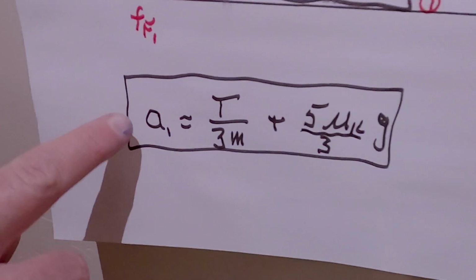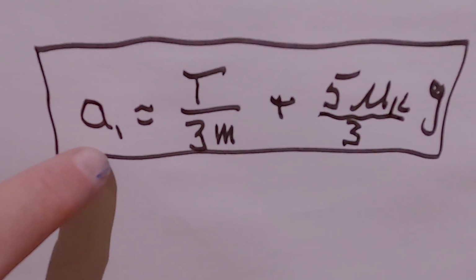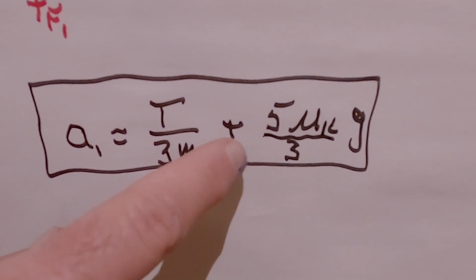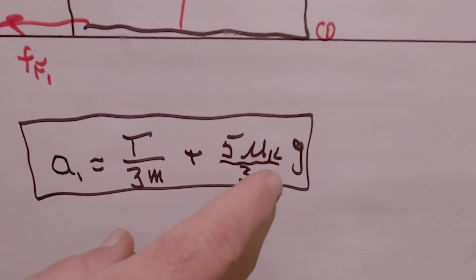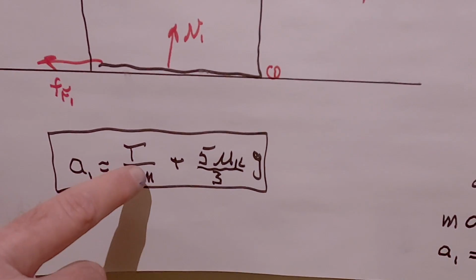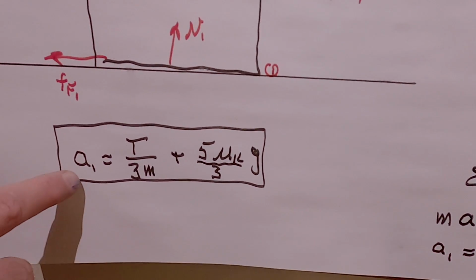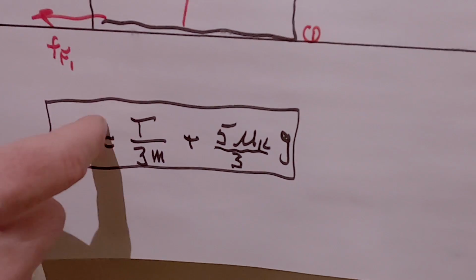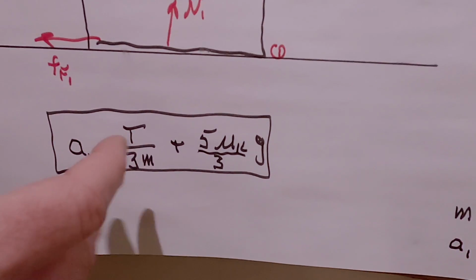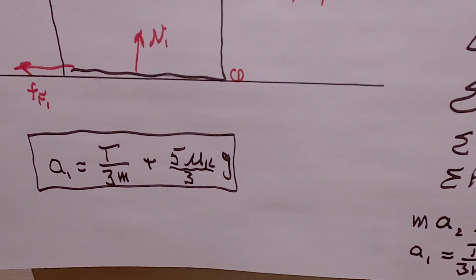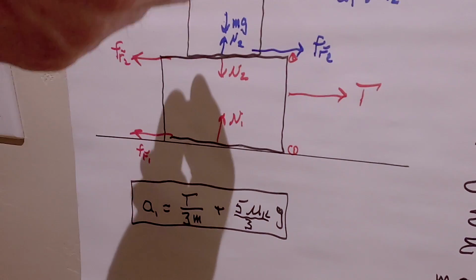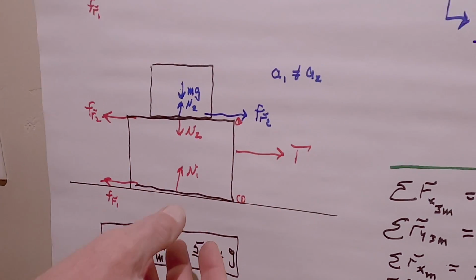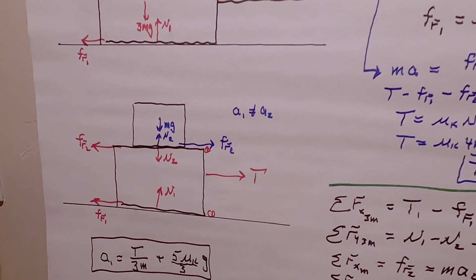So we end up with the acceleration of the bottom block does depend on the tension. It's T over 3m plus 5 mu K g over 3. So you can see if T gets larger, A1 gets larger. Whereas for this top block, no matter how large T was, A was fixed right here. So now we could have put more blocks on top of more blocks, and you'd have more and more frictions in here, but it's still all exactly the same way right here.